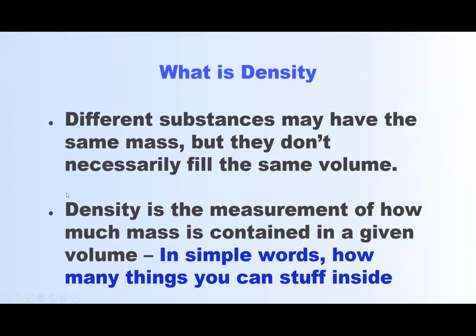Now, after talking about materials, physical properties, and so on and so forth, let's look at what is density. Different substances may have the same mass, but they don't necessarily fill up the same volume. I can have 1 kg of cotton, I can have 1 kg of steel. They all come in different shapes and sizes. They don't fill up the same volume, or they don't take up the same amount of space. Therefore, we have density.